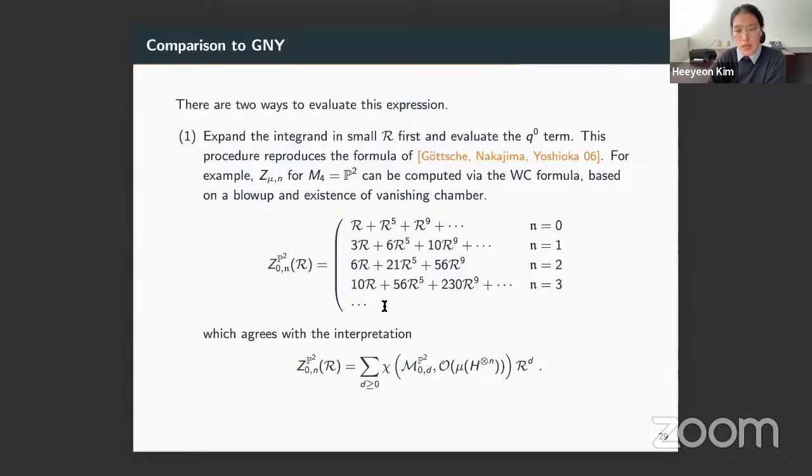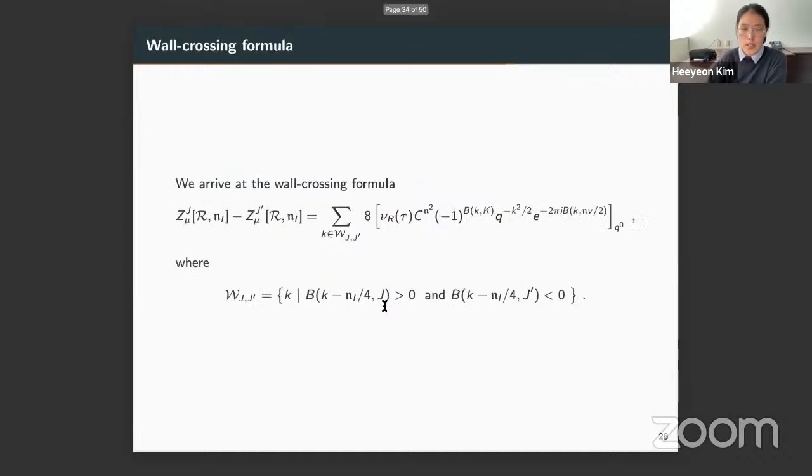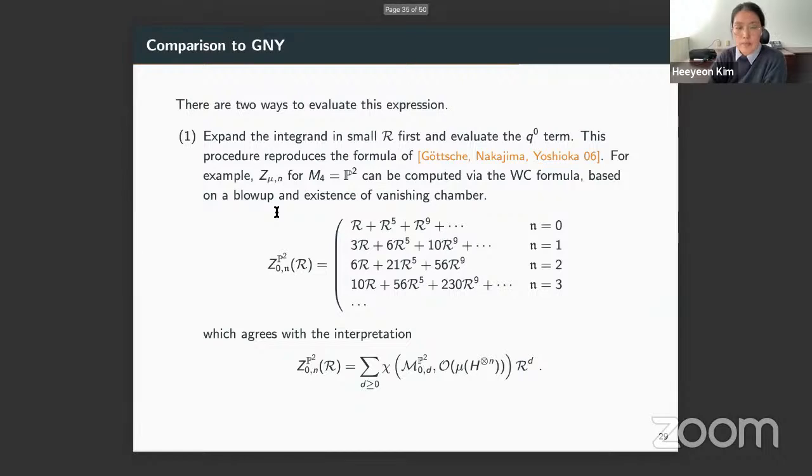So let me talk a little bit about the actual evaluation of this expression. There are two ways to evaluate this expression. First of all, this integrand depends on Q, and also it depends on R, which is the radius times Lambda, the dynamically generated scale. The first way is to expand the integrand in small r first and evaluate the Q to the zero term. If you do that, you can show that this procedure reproduces the formula of Göttsche, Nakajima, and Yoshioka that I just explained in the beginning of the talk.